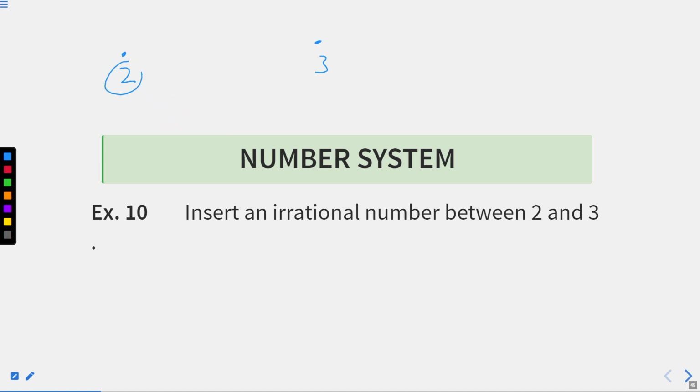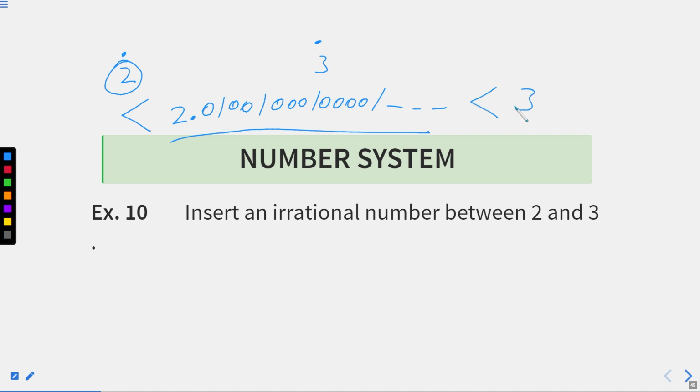So always take the left side number and put a decimal, then start with 0 1, then put 2 0, then again write 1, then put 3 0, then again write 1, then put 4 0, then again write 1, and repeat this process. And this number will always be greater than 2 but always less than 3, and by definition, it is an irrational number. So we can easily find out an irrational number between any two rational or integer numbers. In this example, 2 and 3 are integer numbers or rational numbers.